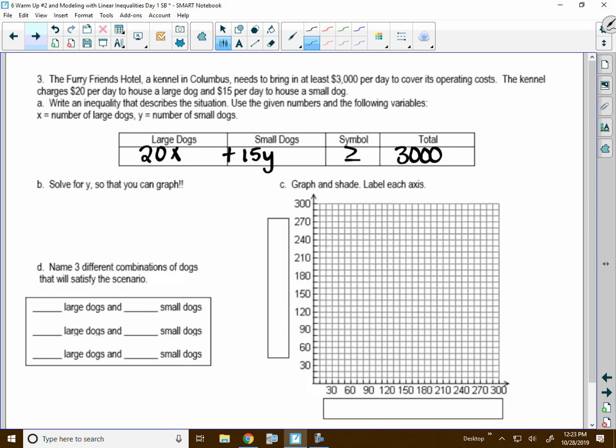So the total that they take in, which is the 20x plus 15y, we want that to be greater than or equal to 3,000. Now in this case, when we draw the line, if you're running that business, do you want to pick a dot that's on the line? No, because that's bare minimum. You want something that's pretty large there. All right, we're going to rewrite that and solve for y.